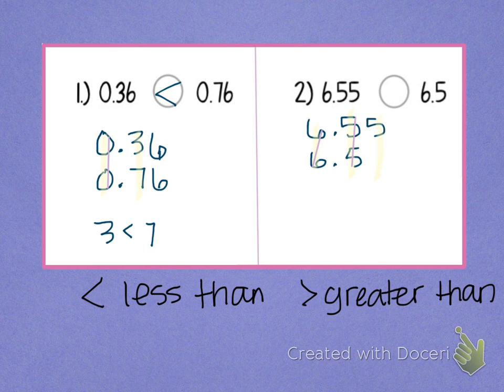We notice that there's no number right here, right? So I fill in a 0. It's called annexing zeros. That way now I know I have two numbers there. So anytime there's not a number, a 0 is going to be our placeholder. 5, 0. Okay, so comparing, is 5 greater than or less than 0? It is greater than. So 5 is greater than.